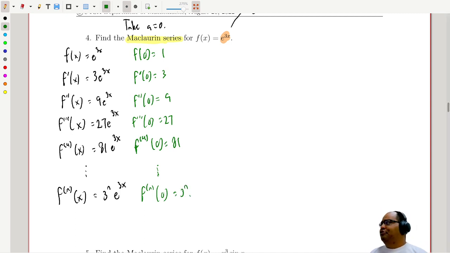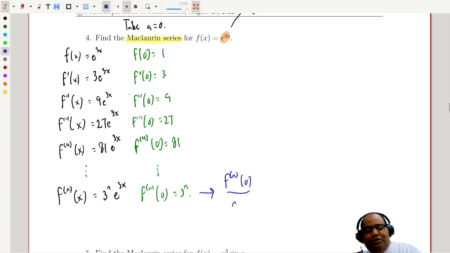Now, how do we get our Taylor coefficients again once we found our general pattern for the derivatives at the point? We just go ahead and divide by n factorial. So our Taylor coefficients, or if you want, the Maclaurin coefficients here, the nth derivative at 0 over n factorial, that's just 3 to the n over n factorial.